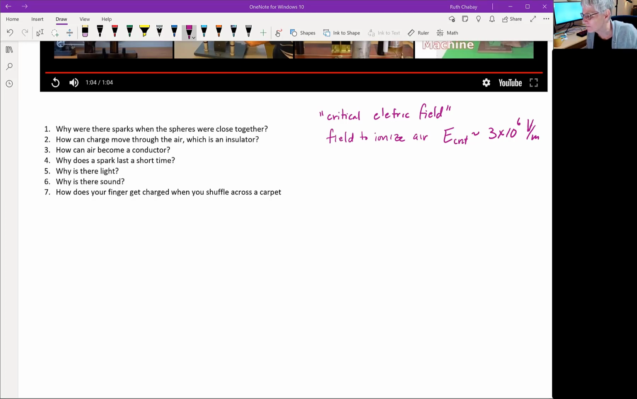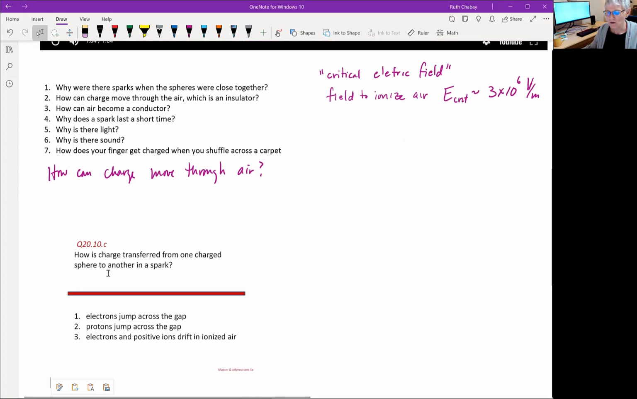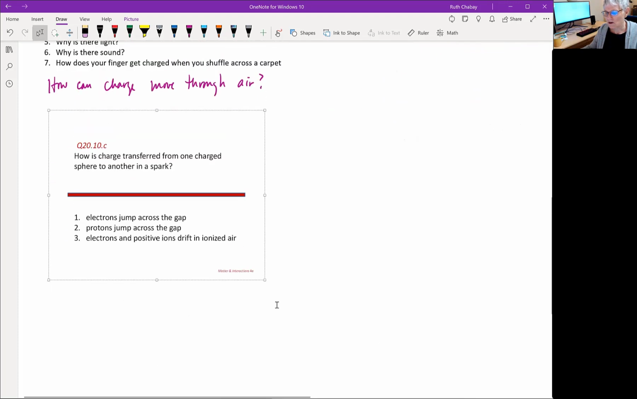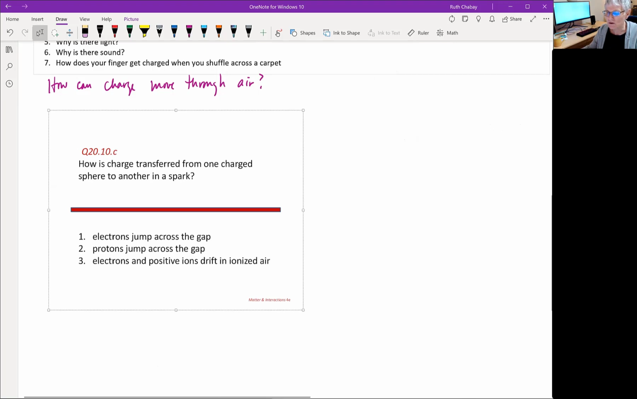The first thing we might want to look at is, if air is an insulator, how can charges move through the air? Now, there are various models we might make. If these are charged spheres and charge is transferred from one sphere to another, we might think that electrons jump across the gap between the spheres. We might think that protons jump across the gap. We might think that the air is ionized and electrons and positive ions drift in the gap.